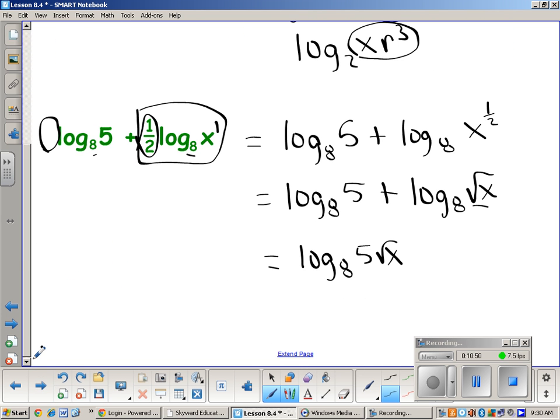Okay, any other questions? Yeah? So that's the right answer, but say log of 5x to the 1/2. Log base 8 of 5x to the 1/2 is right, as long as you don't allow that 1/2 to be on the 5.